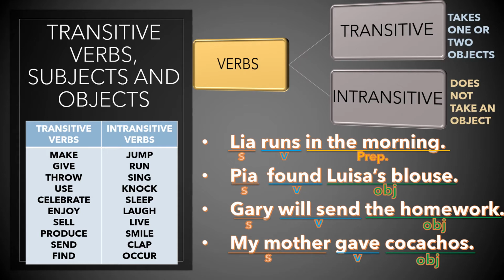Because you will have a subject and you need an object after the verb to complete the meaning. Because if I only say Pia found, you're going to say Pia found what? Pia found who, when, where, right? We don't know. But if I say Pia found Luisa's blouse, we know the object is blouse. If I say Gary will send what? Gary will send who, right? The homework, okay. My mother gave. She gave what, right? Empanadas? No, no, no, no. She gave cocachos. So that's the difference.